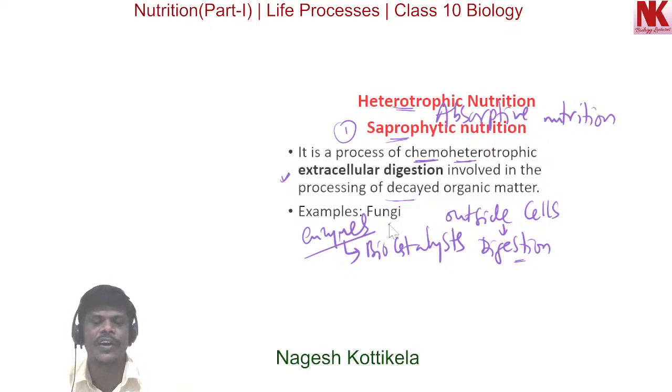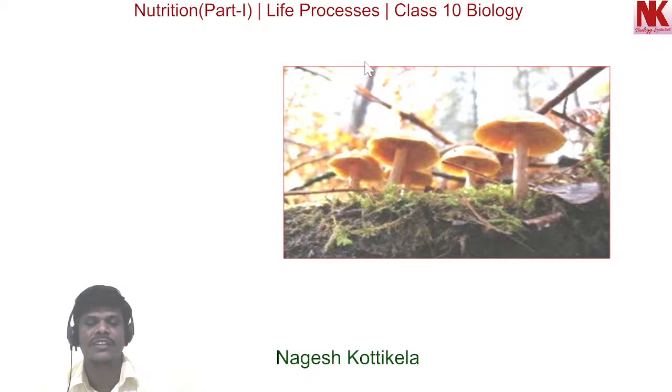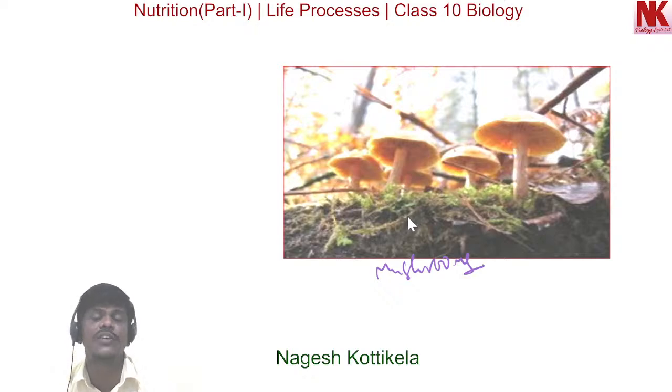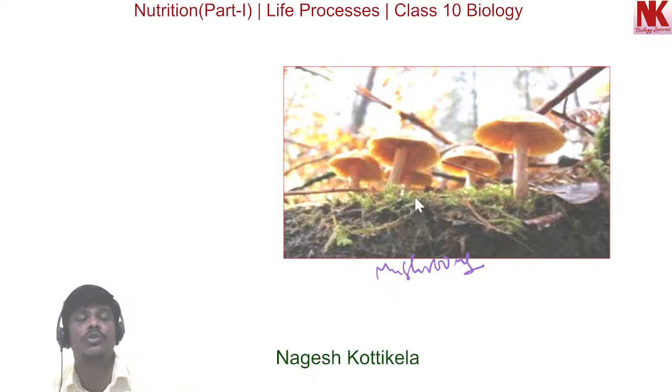The examples are fungi. You can see here a picture of mushrooms. Mushrooms are examples of fungi. Decaying organic matter is found in the soil, and these fungi utilize this decaying organic matter as a source of nutrients. Fungi secrete enzymes onto the dead and decaying organic matter of plants and animals, and the simple nutrients are absorbed through their body surface.